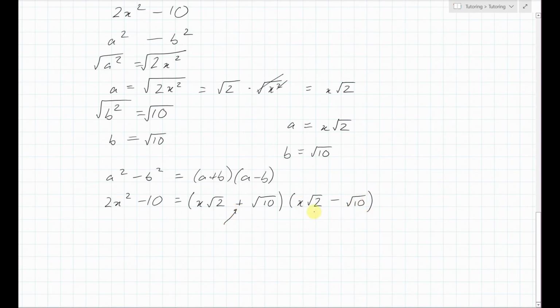So the only thing that changed was the plus and the minus. We still have x square root 2 here, and we still have a square root 10 here. So everything else stays the same, it's just that the plus and the minus change.